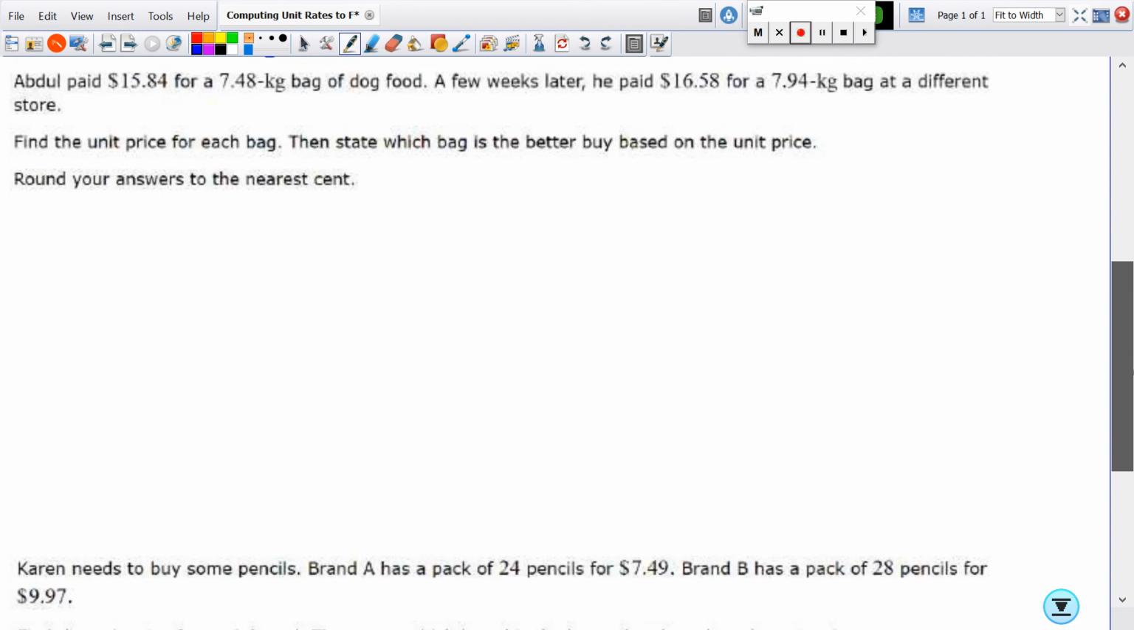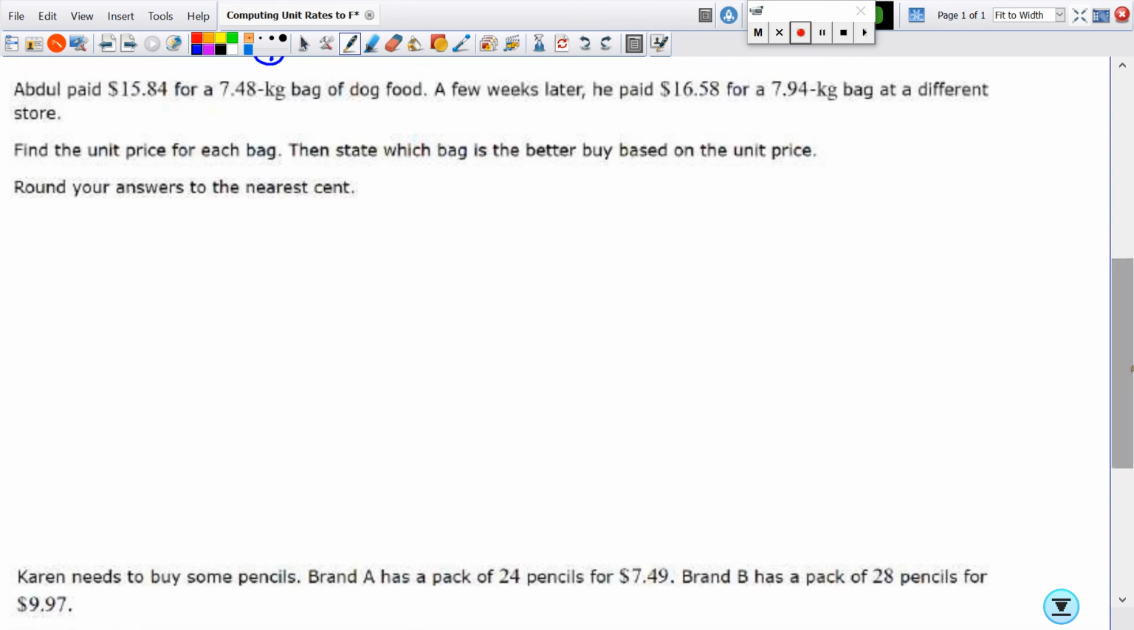The next one, we're buying dog food. Abdul paid $15.84 for a 7.48 kilogram bag of dog food. So we've got a 7.48 kilogram bag. One moment. Sorry about that. When you run out of power, you run out of power.